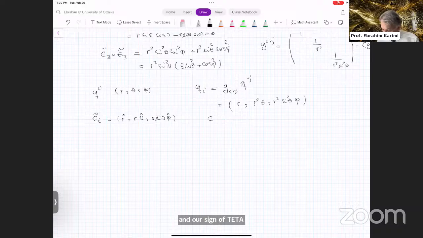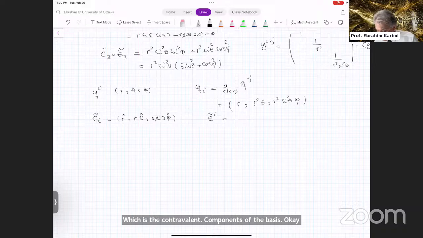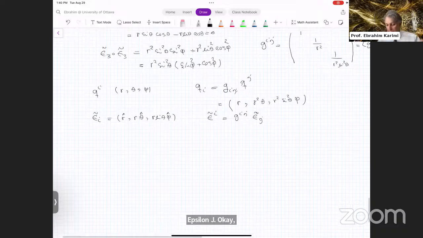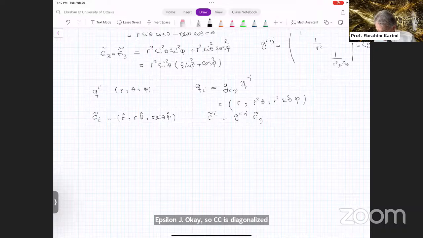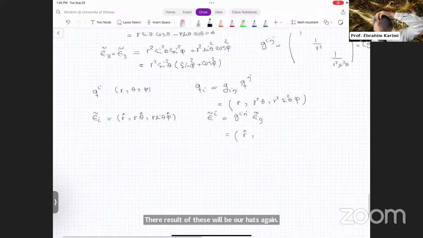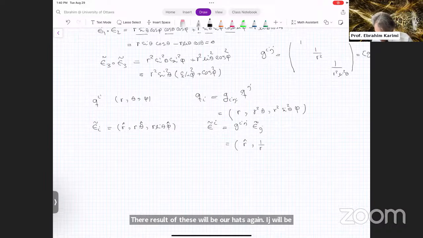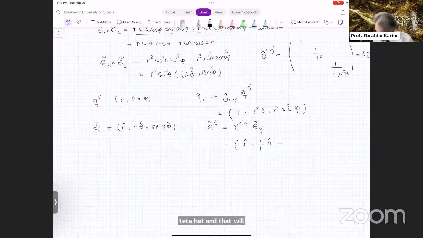Now, the question is what is going on with epsilon i, the contravariant component of the basis. Epsilon i will be g^ij epsilon j. Since it's diagonalized, automatically I can write it this way. The result will be r hat again, then 1 divided by r squared, 1 divided by r theta hat, and 1 divided by r sine of theta phi hat.